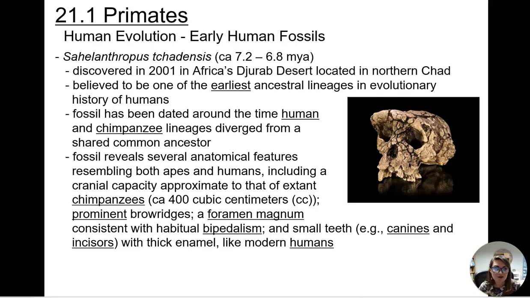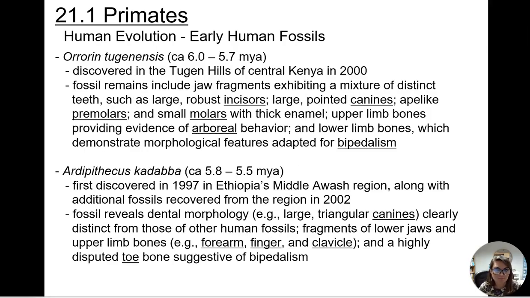Prominent brow ridges, a foramen magnum that's consistent with habitual bipedalism, and smaller teeth, so it has canines and incisors with thick enamel, kind of like modern human teeth.